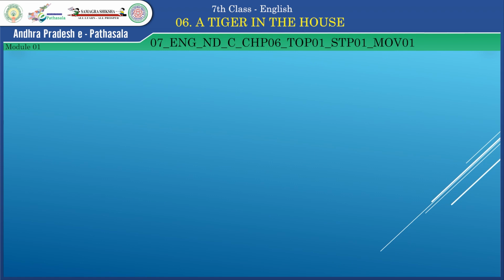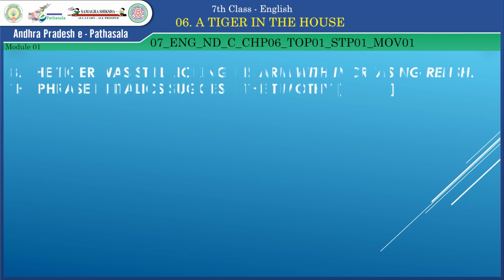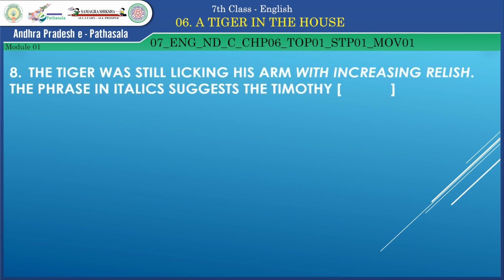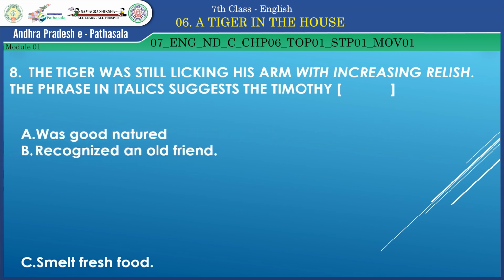Question number 8. The tiger was still licking his arm with increasing relish. The phrase in italics suggests that Timothy: Option A, was good natured. Option B, recognized an old friend. Option C, smelled fresh food. Can you guess what is the right answer? Yes, you are right. Answer is option B.